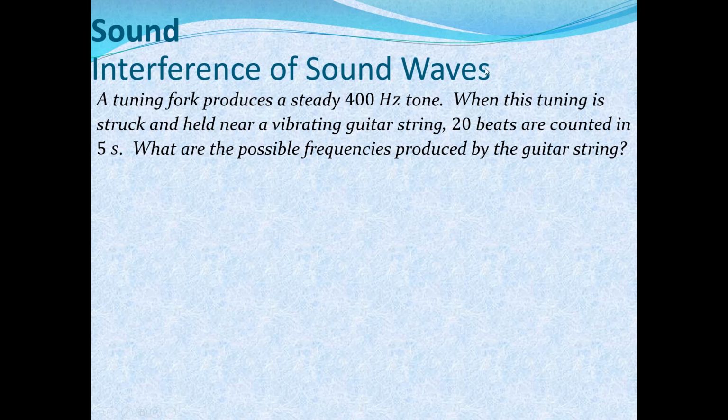All right, so we use the tuning fork held near a vibrating guitar string. The tuning fork we know is going to create 400 hertz, and then we hear 20 beats in 5 seconds. So there are two different possible frequencies, because remember, the beat frequency is just the difference between the two frequencies. When we use the 20 beats in 5 seconds, we get that the beat frequency is 4 hertz. Now, it could either be 4 hertz higher than the tuning fork or 4 hertz lower than the tuning fork. So our possible frequencies are either going to be 396 or 404.